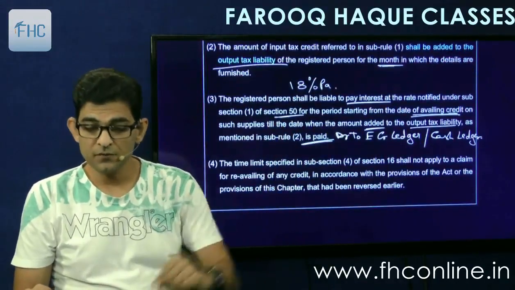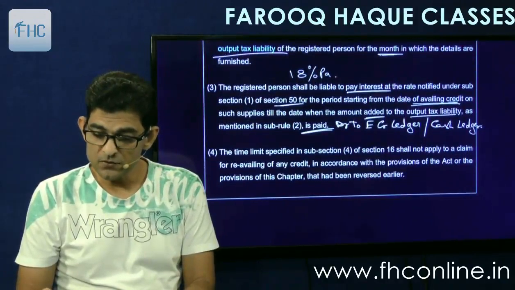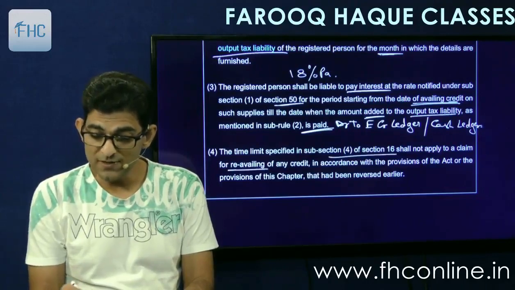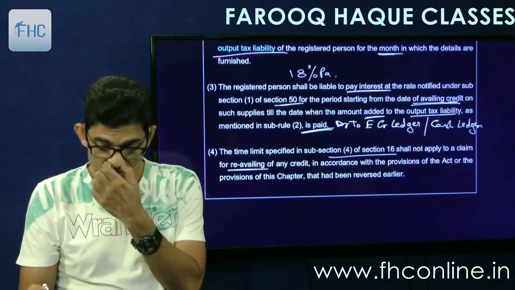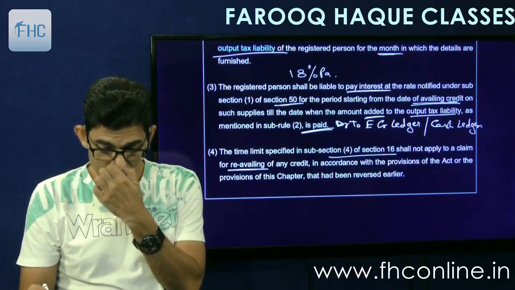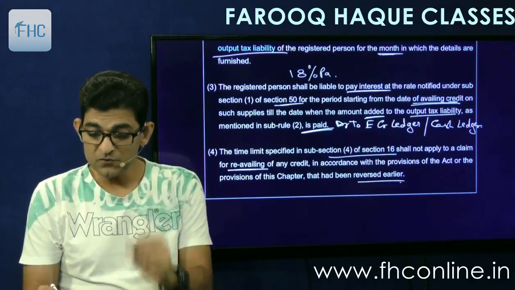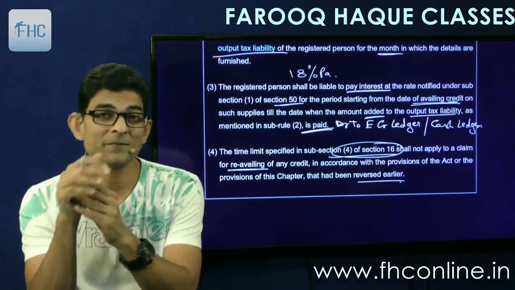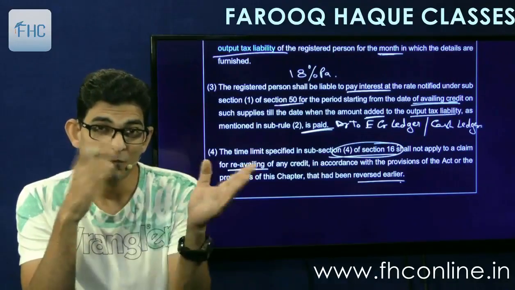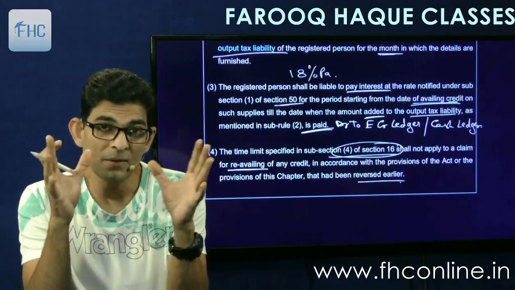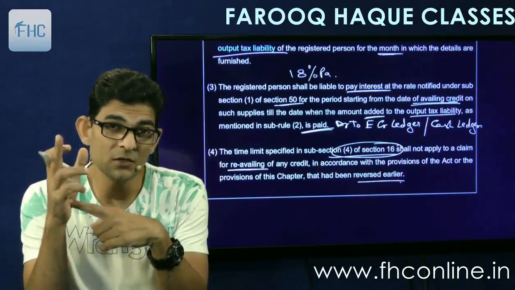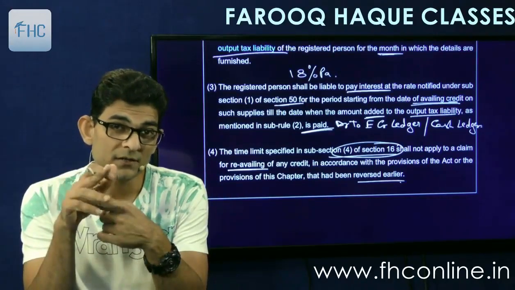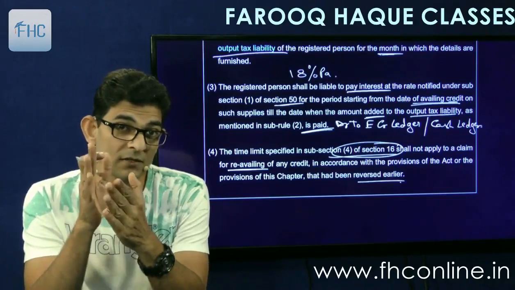So this is the calculation of interest. Then the time limit specified under sub-section 4 of 16 shall not apply to a claim for re-availing of any credit in accordance with the provisions of this Act or the provisions of this chapter that has been reversed earlier. The time limit prescribed under 16(4) means the return of September. Remember, we had seen in the last lecture, for the next year, the maximum time for availing credit is the due date of the return of September or the actual filing date of the annual return, whichever is earlier, right?